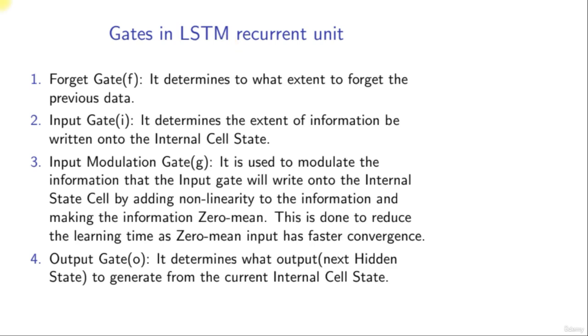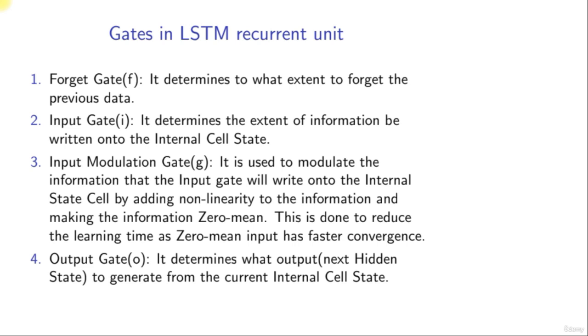Let's study the different gates that are used in LSTM. The first one is the forget gate, and it is denoted by F. It determines to what extent to forget the previous data. The second gate is the input gate, denoted by I. It determines the extent of information to be written onto the internal cell state.